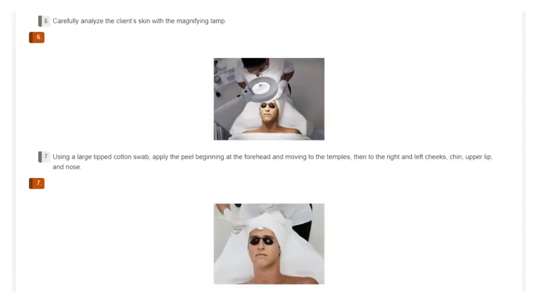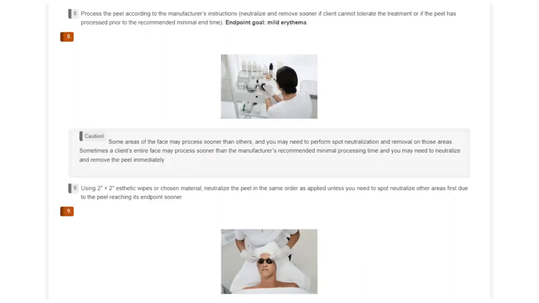6. Carefully analyze the client's skin with the magnifying lamp. 7. Using a large-tipped cotton swab, apply the peel beginning at the forehead and moving to the temples, then to the right and left cheeks, chin, upper lip, and nose. 8. Process the peel according to the manufacturer's instructions.